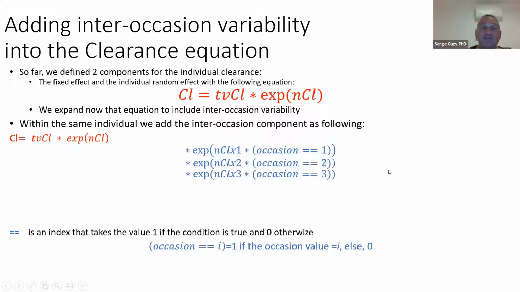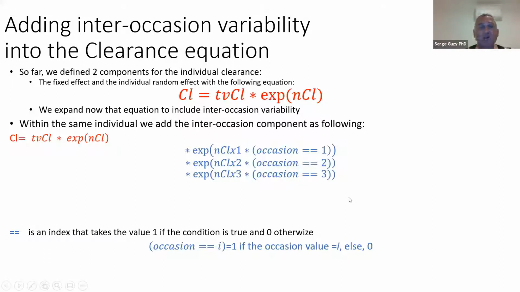I have 1,000 values. It defines a distribution that has a mean of 0 because the 5 is already here, and that will have a certain variance. And now I want to simulate that. Then we assume that there's a distribution called the inter-occasion distribution that has a mean of 0 and a variance that we are going to estimate. NCLX1 is a sample from that distribution.